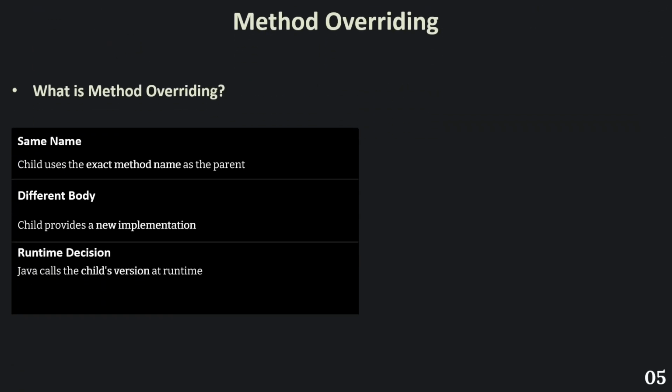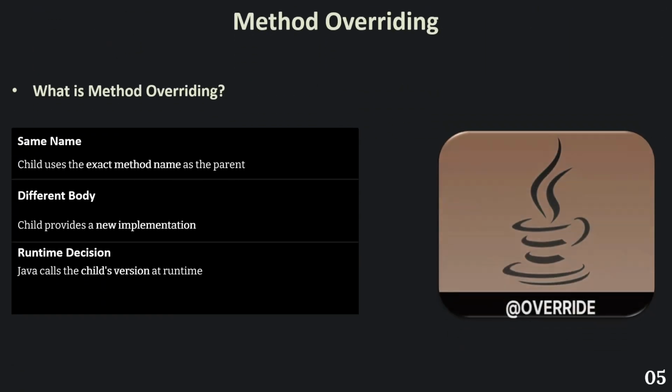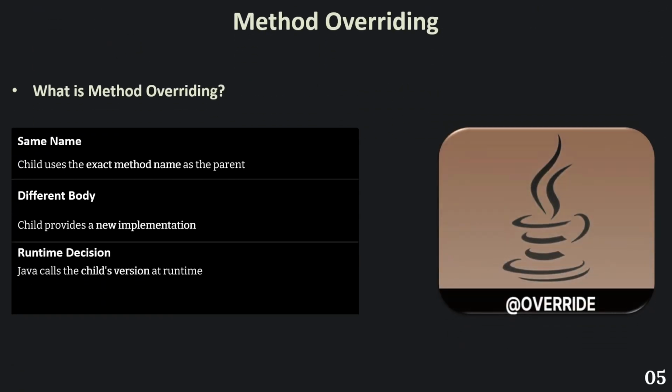Now, let's talk about method overriding. Method overriding means a child class uses the same method name as the parent class but provides a different implementation. So here the method name is the same but the implementation is different, and Java decides which method to call at runtime. This is known as runtime polymorphism.